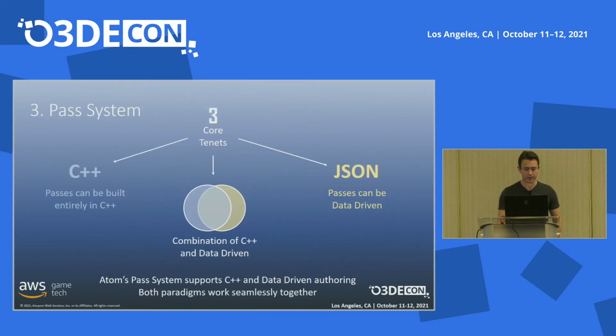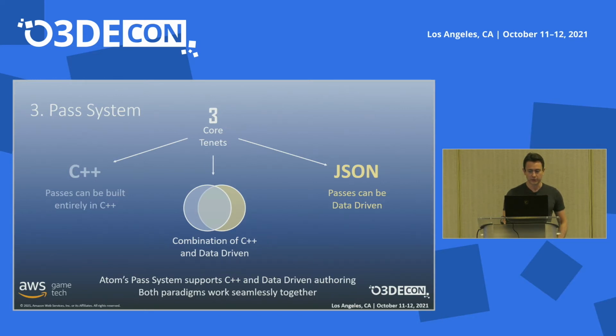The pass system in Atom is built on three core principles. One is that we should be able to build all passes entirely in C++. The other is that we also want to be able to data drive some of this creation, so we have a JSON data-driven pass system. And the third tenet is that we can combine these two and they should work seamlessly together.